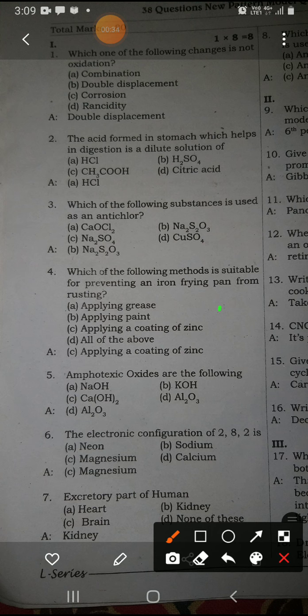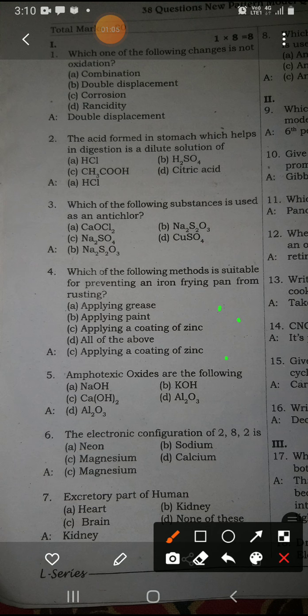So, first question is MCQ. Which one of the following changes is not oxidation? This question is from the first lesson, and you know that this is exempted. Still, we have discussed it in our regular classes. The options are combination, double displacement, corrosion, and acidity. So double displacement is the right answer, wherein the oxidation does not take place, right?